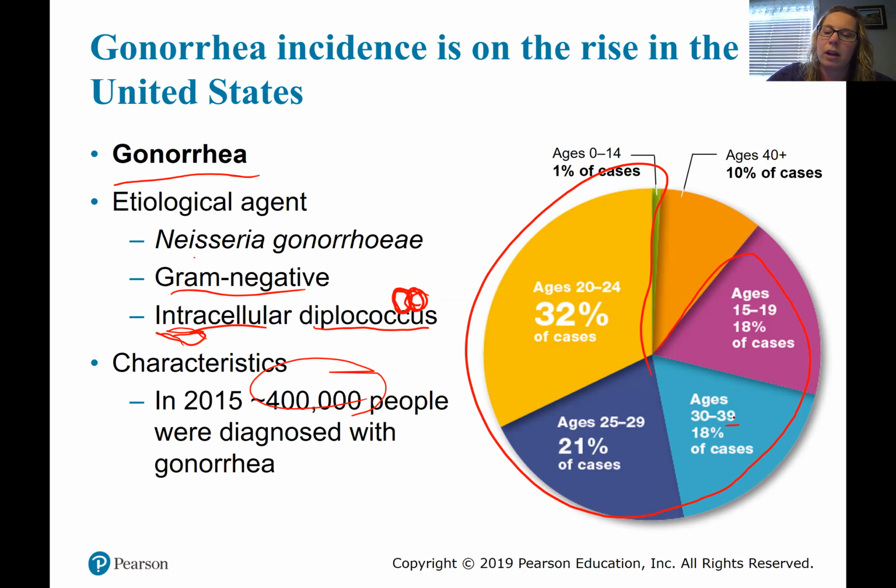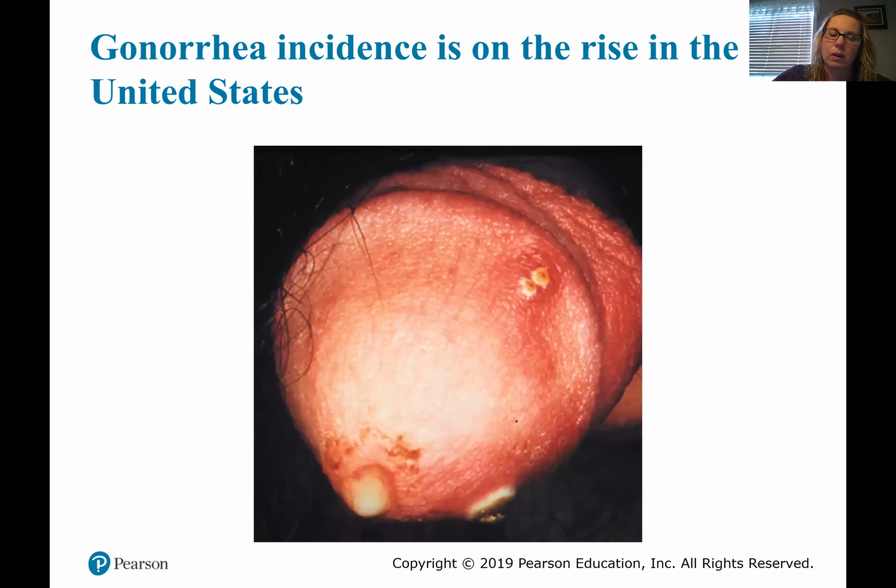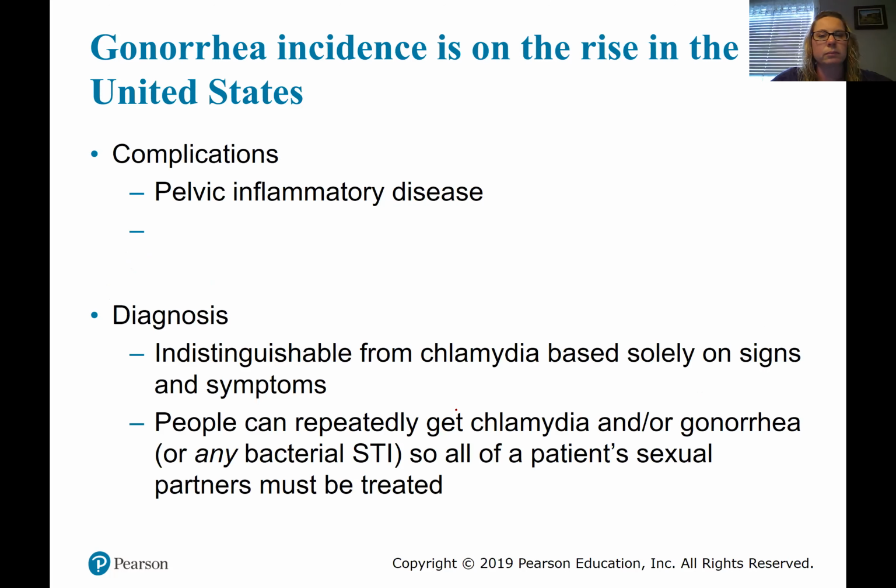15 to 39 is going to be most of your cases. Again, gonorrhea is sexually transmitted. Again, most infections are asymptomatic. Men can have inflammation of the prostate and the epididymis, may have a discharge and dysuria. Women may have painful urination, discharge, and spotting or bleeding. And this would be discharge and also some lesions going on here as well.